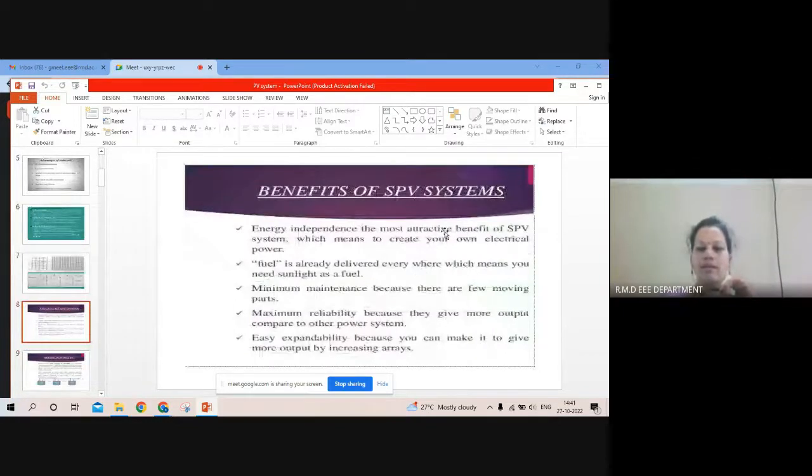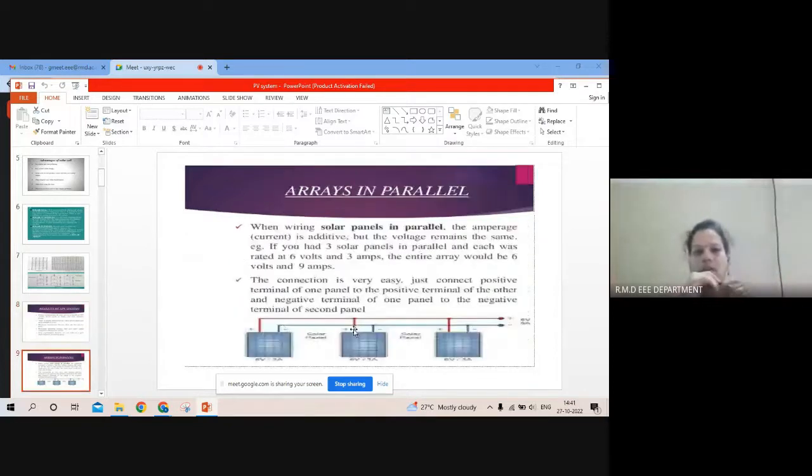Now, why should I go for this solar photovoltaic system? It is said to have a lot of advantages: minimum maintenance and maximum reliability. We can expand this solar power plant if in future we need more output, so easy expandability is possible, along with minimum maintenance and energy independence. Depending upon the requirements, we can also go with different ratings just by adding a number of cells or panels in series or parallel.